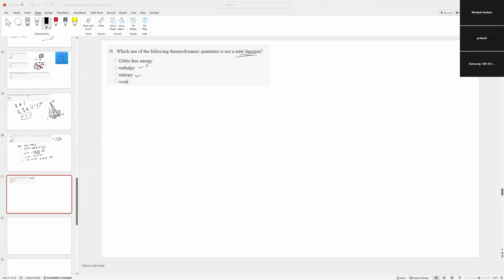I'm saying the opposite thing. State function is independent of path. So all these things are path independent. So, below the definition.